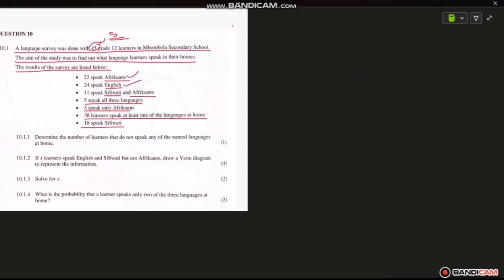Then they say 18 speak Siswati. Therefore, 10.11. They want us to determine the number of learners that do not speak any of the named languages at home. So that at least is going to help us, the second or the last bullet point.